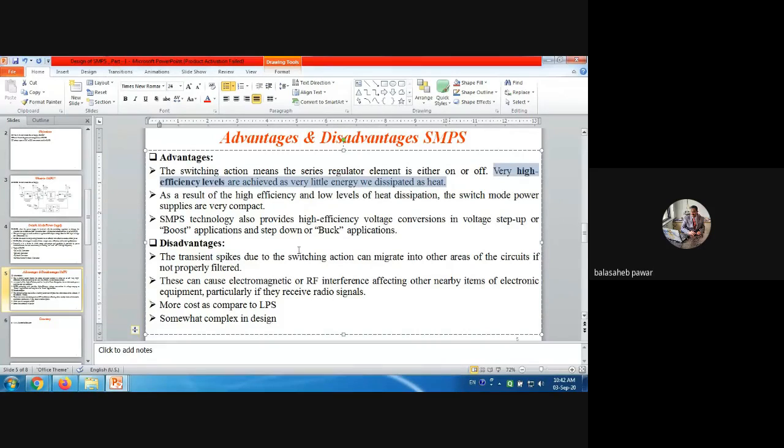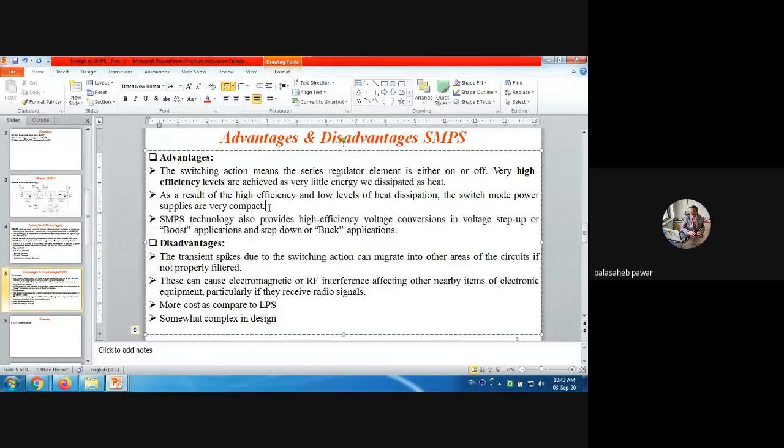Another advantage is that it is very compact in size. What is the reason behind that? The size of that SMPS: first, there is no need to use the step down transformer. And whatever transformer is there is a high frequency transformer in SMPS. Already I told you a high frequency transformer is very, very small compared to our conventional 50 Hertz transformer, and that's why it is very compact.